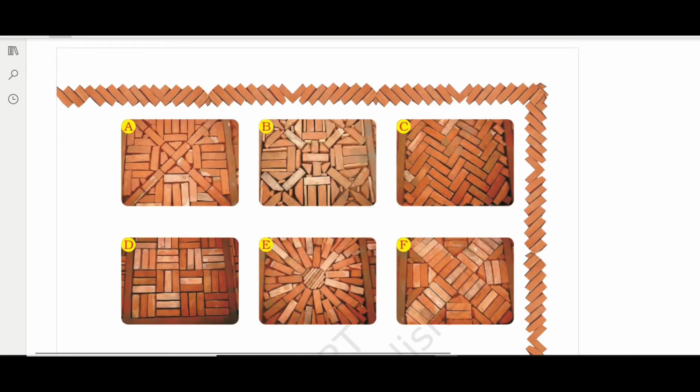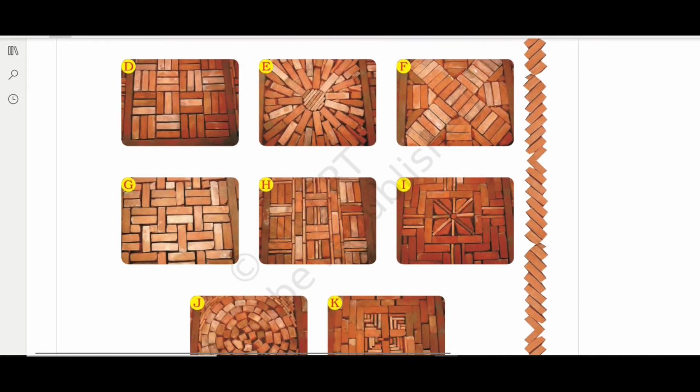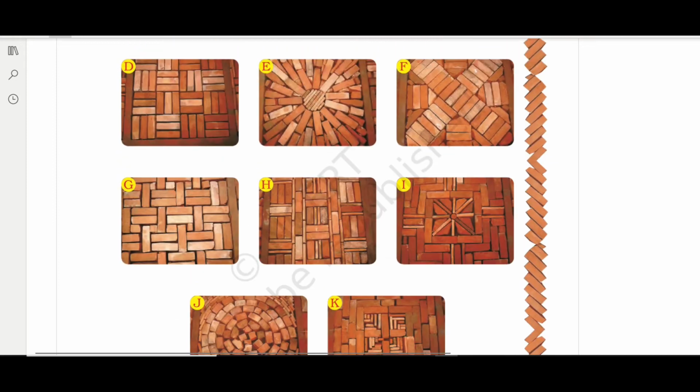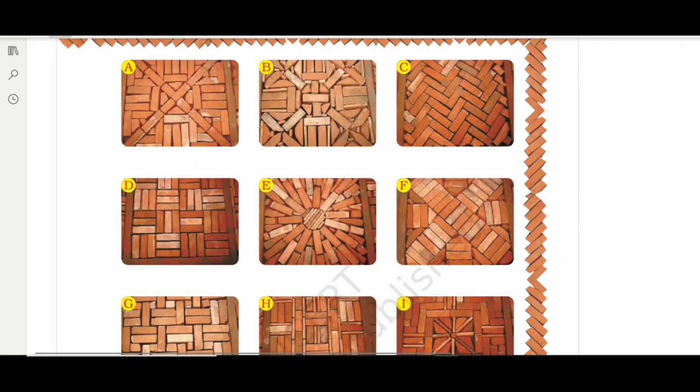So these are the different types of patterns: A, B, C, D, E, F, G, H, I, J and K. Out of all these patterns, you closely observe, he will be asking us how many types of patterns are in circle shape. So I can say there are only 2 which are in circle shape for us. So I will just draw that here. This is in circle shape, okay.